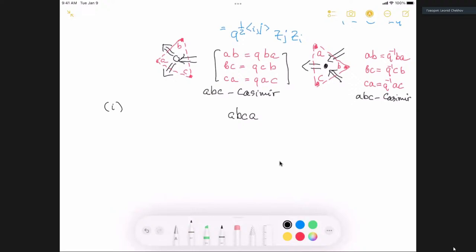Let's try. We have C A is Q A C, right? Saying Casimir, we assume the Poisson bracket is zero. Well, a Casimir is something that commutes. So then we have A, B. If Q minus 1 times Q, A, B, C, so you see that.